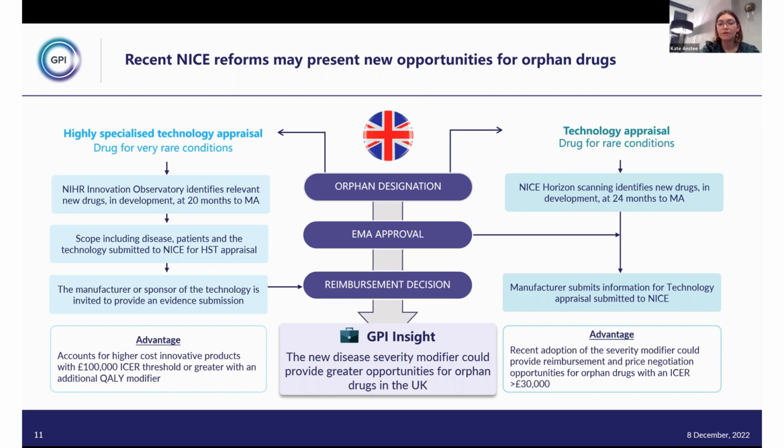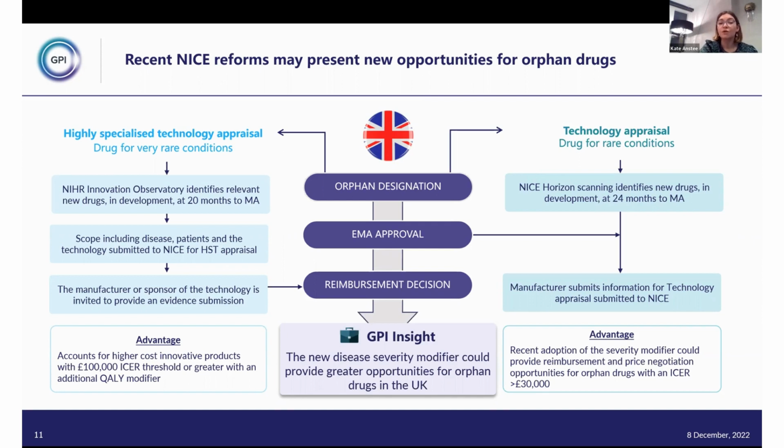cost-effective. I think it's also important to note here that regardless of this process, most orphan drugs have a simple discount or managed access agreement in place to reduce costs. For other orphan drugs that treat rare diseases, but not the very rare conditions, the standard technology appraisal approach is followed. This has potential disadvantages for high-cost drugs that exceed the £30,000 ICER threshold.